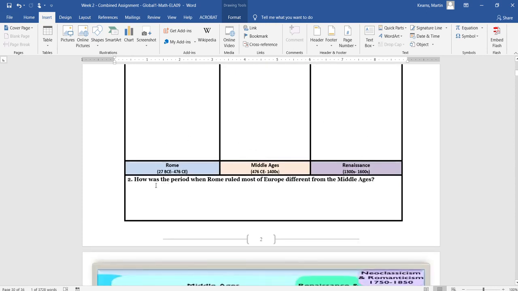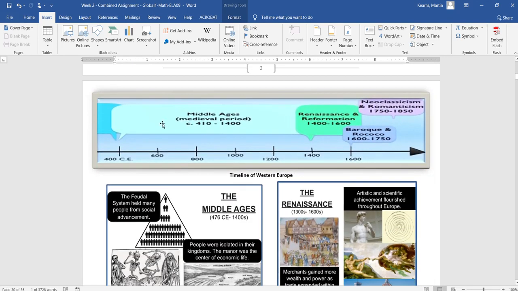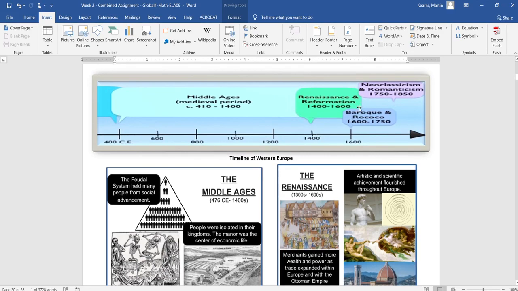Second question on this chart is, how was the period when Rome ruled most of Europe different from the Middle Ages? So you have to differentiate the way life was for the people in Europe when Rome was in power and when the feudal system in the Middle Ages occurred, okay? Differentiate between the two. Here's a timeline of the dates, moving up from the Middle Ages into the Renaissance, and then a little bit post.